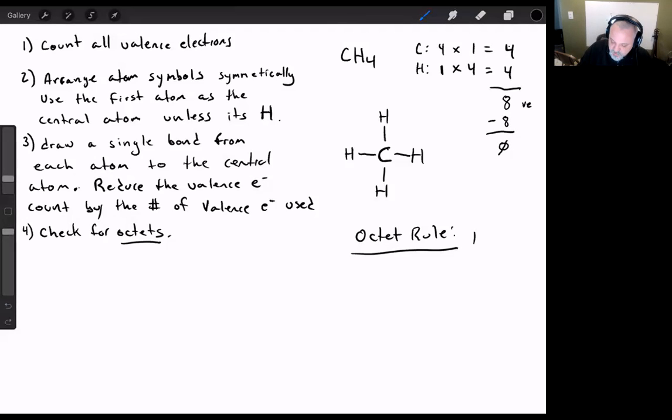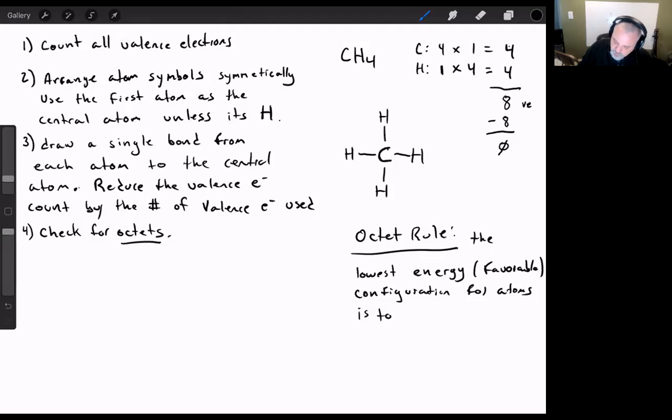Let me say this. The lowest energy, and that means favorable, configuration for atoms is to have 8 valence electrons. Big asterisk.